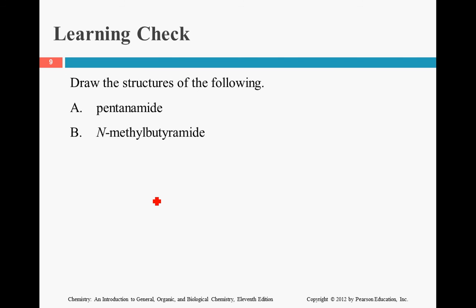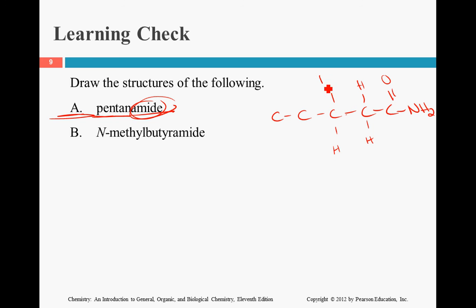Alright, so let's draw some structures. Pentanamide. So we have an amide here, and it's pentane, so that means that there's 5 carbons. And on that 5th carbon, because it's an amide, there's going to be a double bonded oxygen and another nitrogen. Because there's no substituents written, it's just going to be NH2. Nitrogen gets 3 bonds. Carbon gets 4 bonds. So 1, 2, 3, 4. Fill those in with hydrogens.